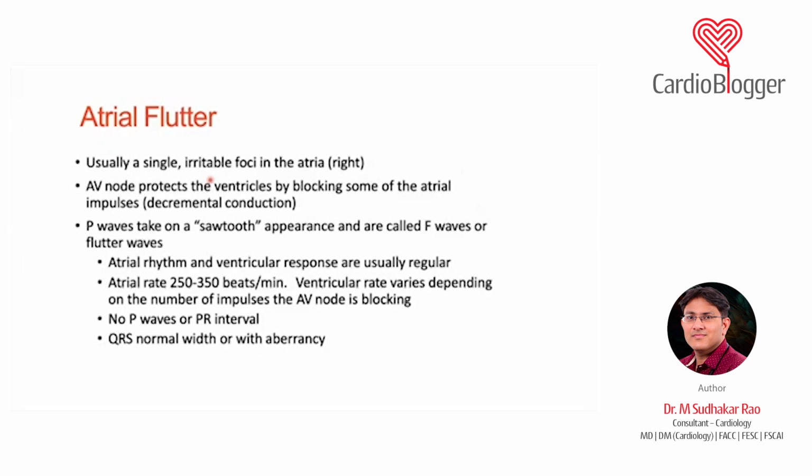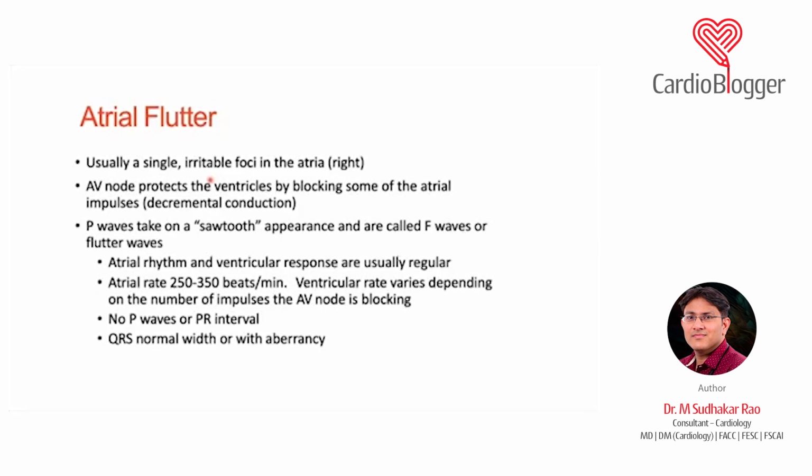Now, next about atrial flutter, I have already discussed it in the last class. Atrial flutter is usually due to a re-entrant circuit. They can be micro re-entrant, they can be macro re-entrant. And on ECG, you see something known as flutter waves, which are the F waves. So they have a sawtooth appearance on the ECG.